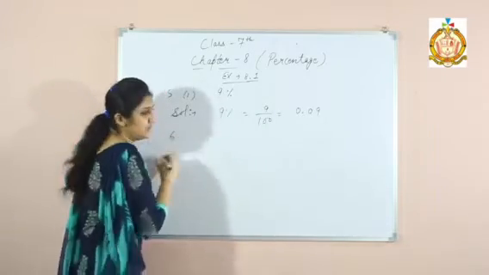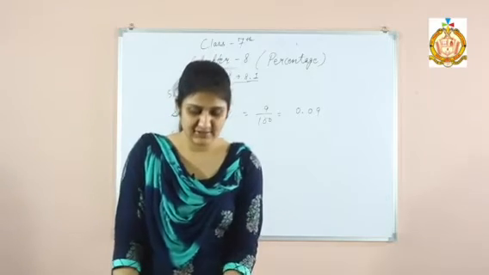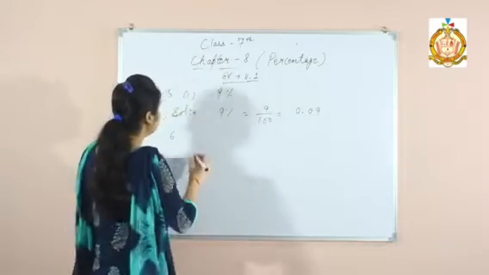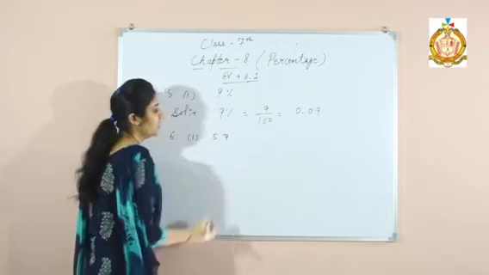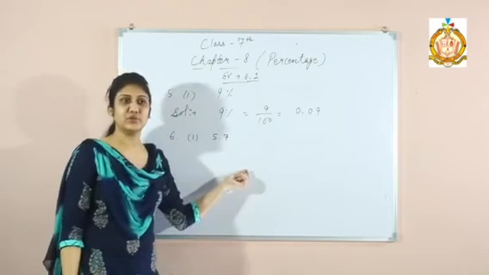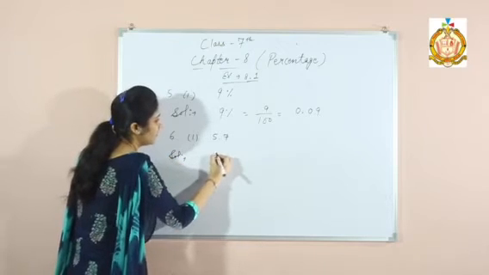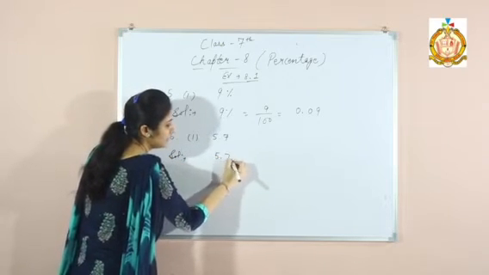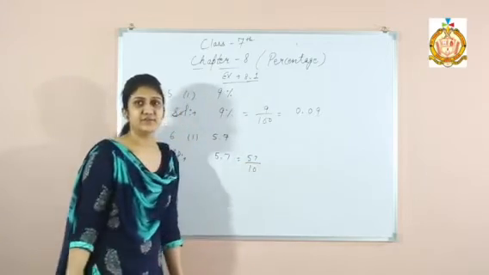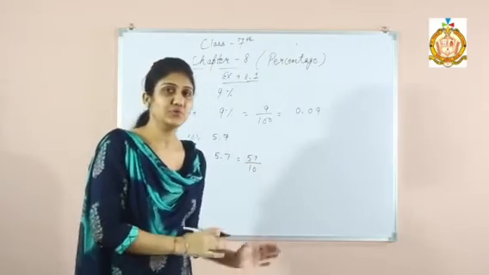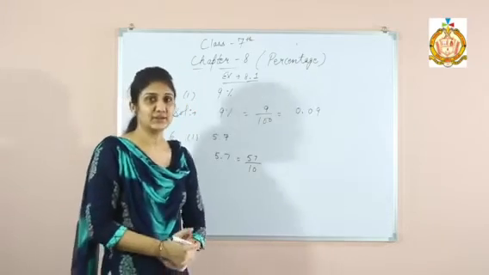In the sixth part, we have to convert decimal into percentage. So how to convert decimal into percentage? 5.7, we have to convert the 5.7 into percentage. 5.7 means 57 upon 10, right? So first convert the decimal into fraction and then multiply the fraction with 100 and you will get the answer.